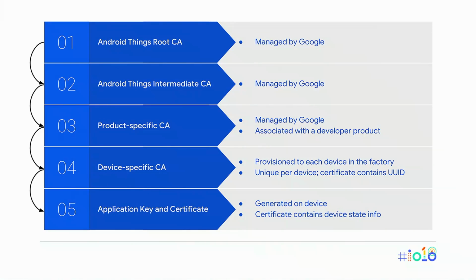So the next level, we have the device-specific CA. And this is provisioned to each device in the factory. This is unique per device. It contains an ID for that device. And when your device comes out of the box, this is the one that it has.